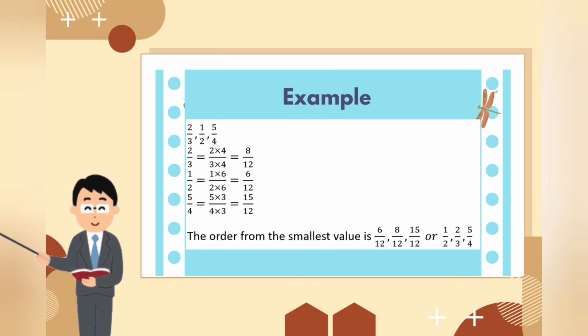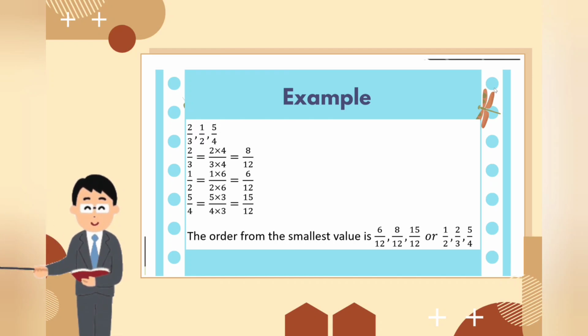For number 1, 2 divided by 3 equals 2 times 4 divided by 3 times 4, equals 8 divided by 12. The denominator is 3, so it must be multiplied by 4 to become 12. If the denominator is multiplied by 4, then the numerator must also be multiplied by 4.